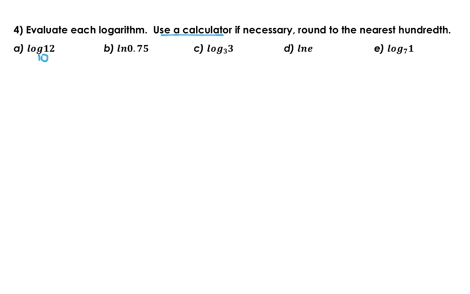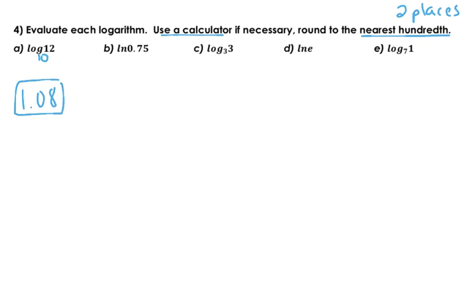So grab your calculator, type log, find the button that says log, and then just type a 12 after it. We're going to round to the nearest hundredth, so that's 2 decimal places, and make sure you round correctly, but you should get 1.08.